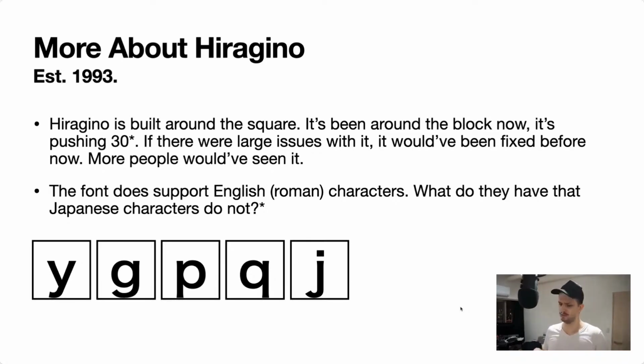In addition, talking about the font itself now, it does support English, in brackets, Roman characters. And what do these characters have that Japanese characters do not? And that is ascenders and descenders.